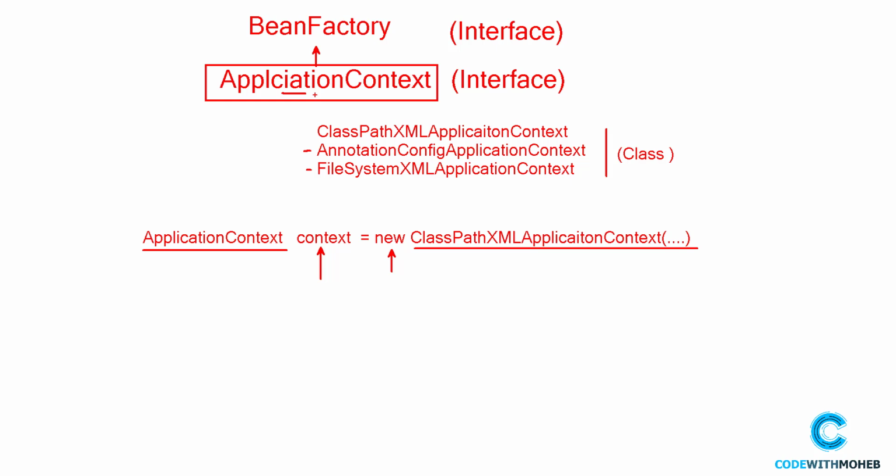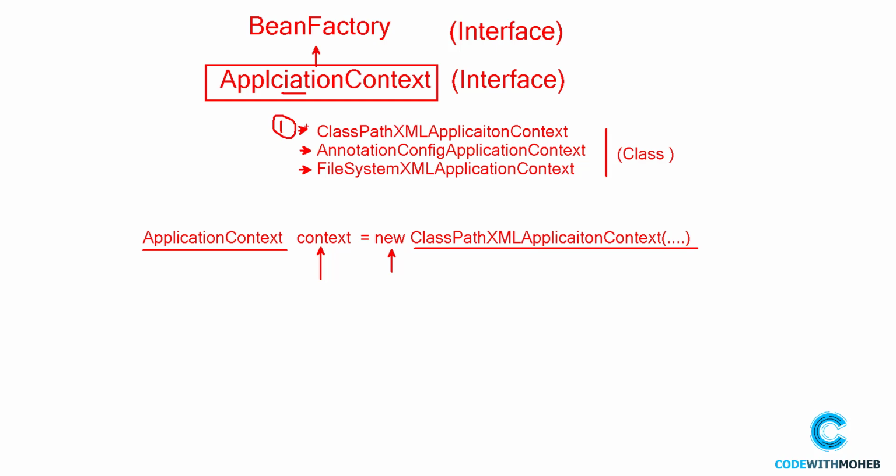And this is the reference variable, and this is the implementation class. Now what is the difference between class path XML application context, annotation config application context, and the third class, file system XML application context? The first one, class path XML application context, searches the XML file from the Java class path.